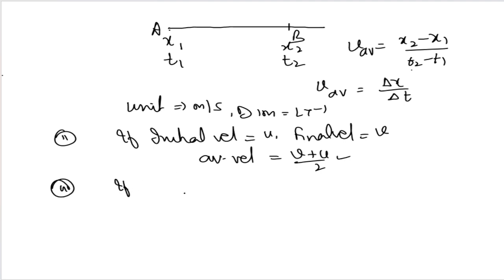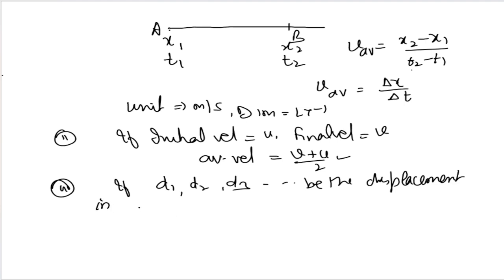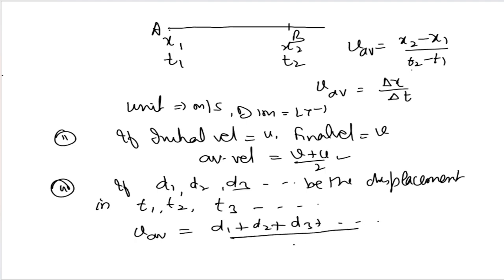Third part, if d1, d2, d3 and so on are the displacements in times t1, t2, t3 and so on, then the average velocity will be equal to the total displacement d1 plus d2 plus d3 upon the total time t1 plus t2 plus t3. This is called average velocity. So the average velocity is total displacement upon total time.